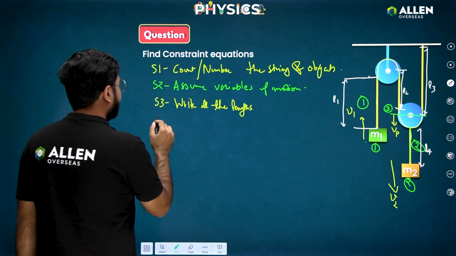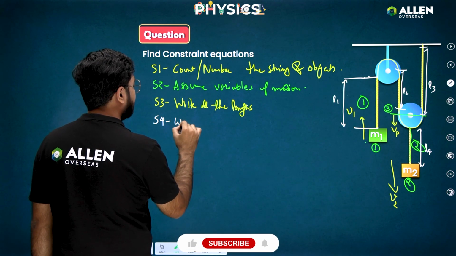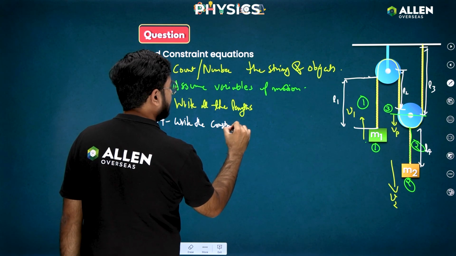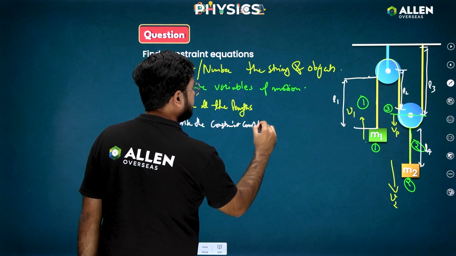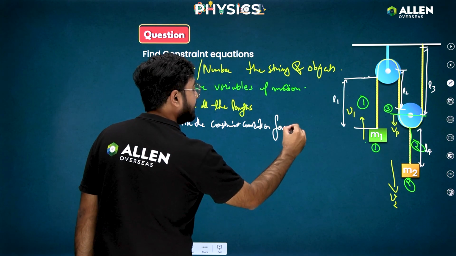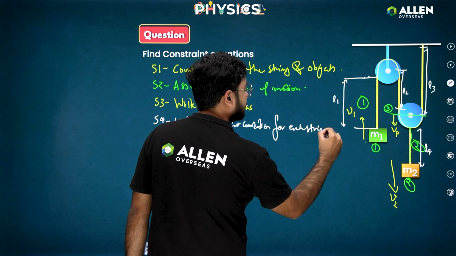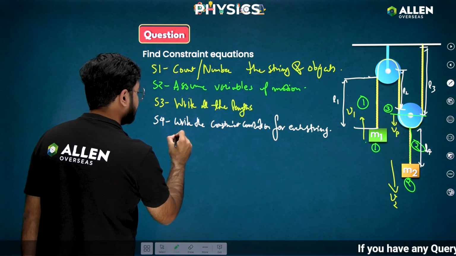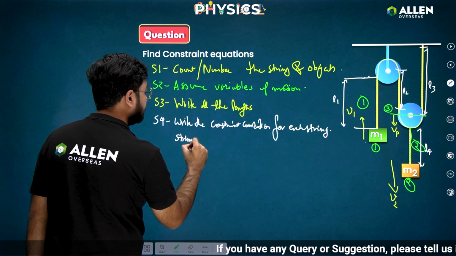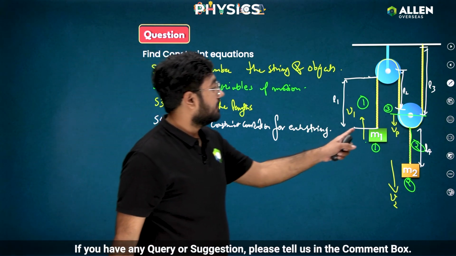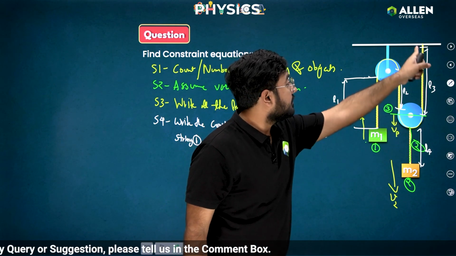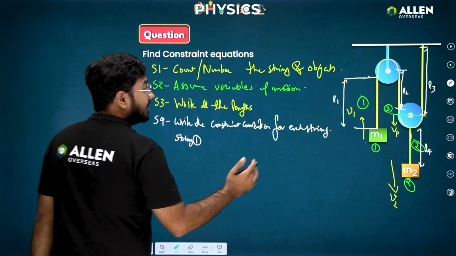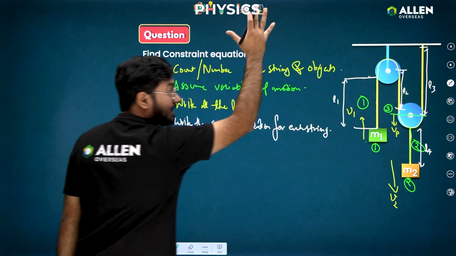Write the lengths. Second, write the constraint condition for each string. For each string, write the constraint condition. So take the first string, string 1. For string 1, the complete string looks something like this, right? This yellow one. Okay. So let us calculate the complete length of the string.